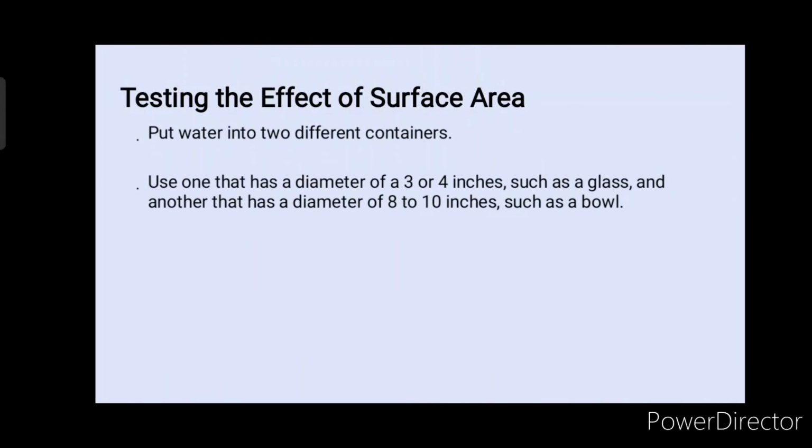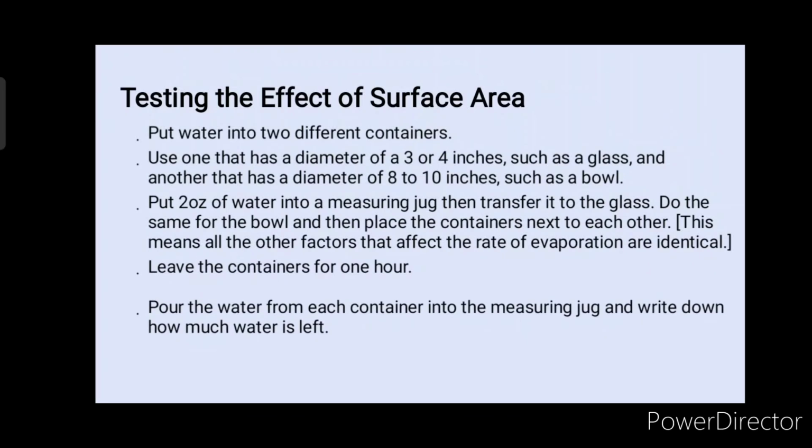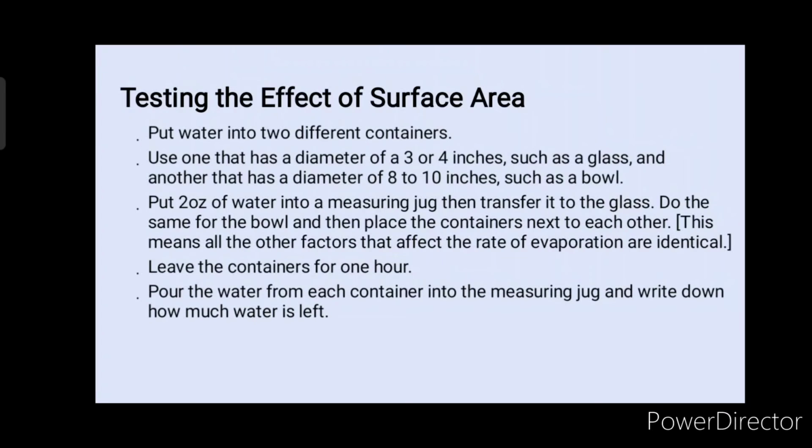First, we need two different containers and we must put water in them. The first container must have a diameter of 3 or 4 inches, such as a glass, and the other one must have a diameter of 8 to 10 inches, such as a bowl. It is noticeable that one container is larger than the other. The next step is to put 2 ounces of water into the measuring jug, then transfer it to the glass. Do the same for the bowl and then place the containers next to each other.